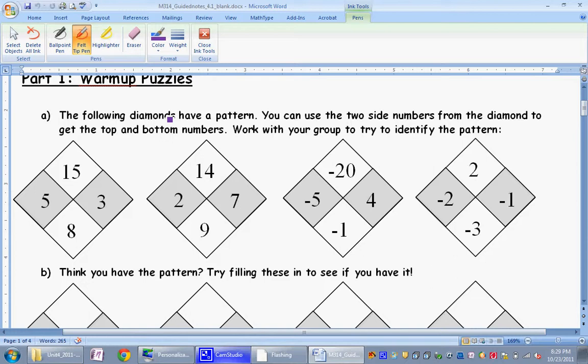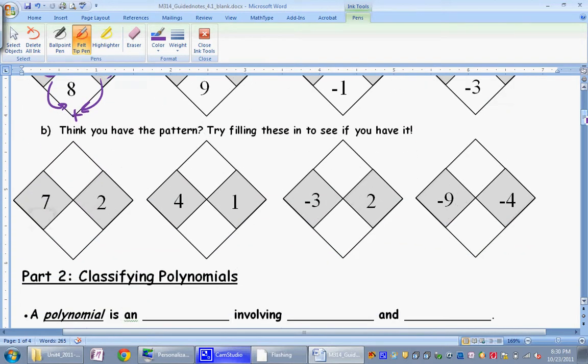Alright, so what you guys probably noticed is the pattern is if you take the two side numbers, if you multiply them together, you get the top number, and if you add them together, you get the bottom number. And so now that you think that you have the pattern, why don't you guys try filling in the puzzles that are half blank. And once again, we'll pause the video, and when you're ready, we'll start it back up again.